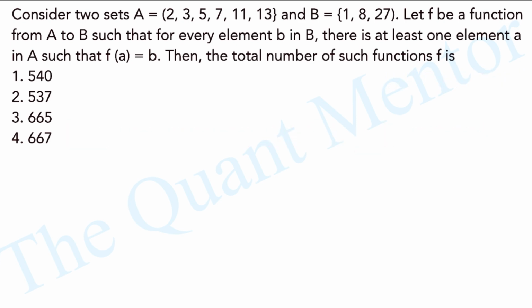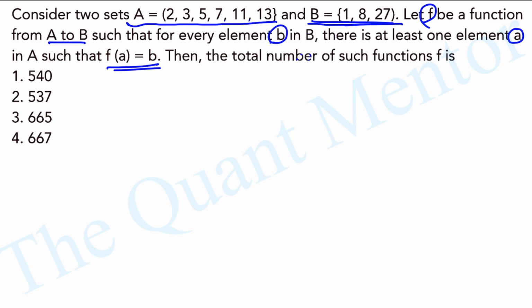Okay, beautiful question. Consider two sets. The first set is A containing 2, 3, 5, 7, 11, 13, and the second set B containing 1, 8 and 27. Let f be a function from A to B such that for every element small b in the set B, there is at least one element small a in the set A such that f of a is equal to b. Then the total number of such functions f is.